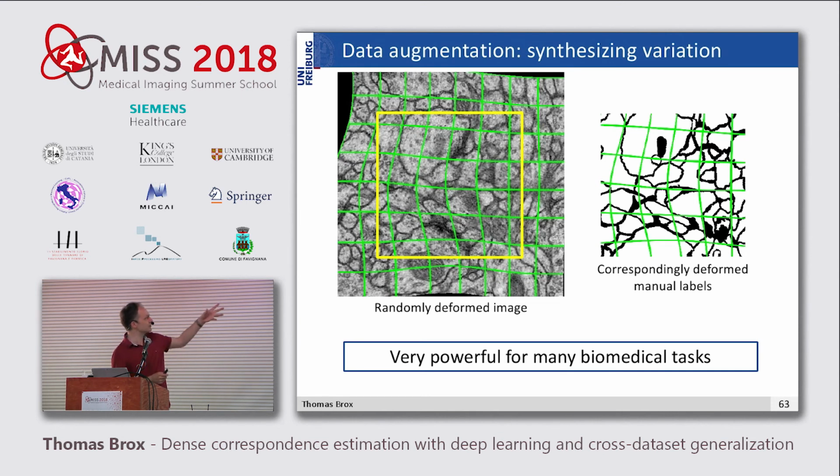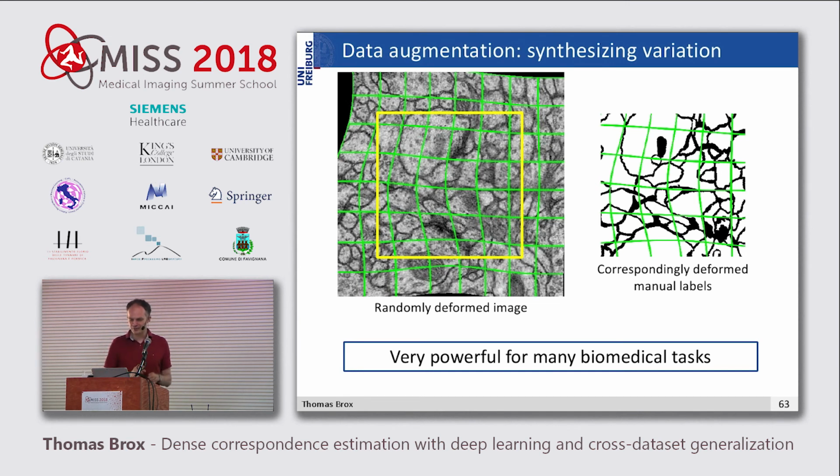And this is an example here. So you deform your image in a random way that still makes sense in a real image, and you also correspondingly deform the manual labels, and then you just have a new data sample that shows this variation that you want to learn. And this is very powerful for many biomedical tasks. Other data augmentation transformations are color or brightness, things like that.